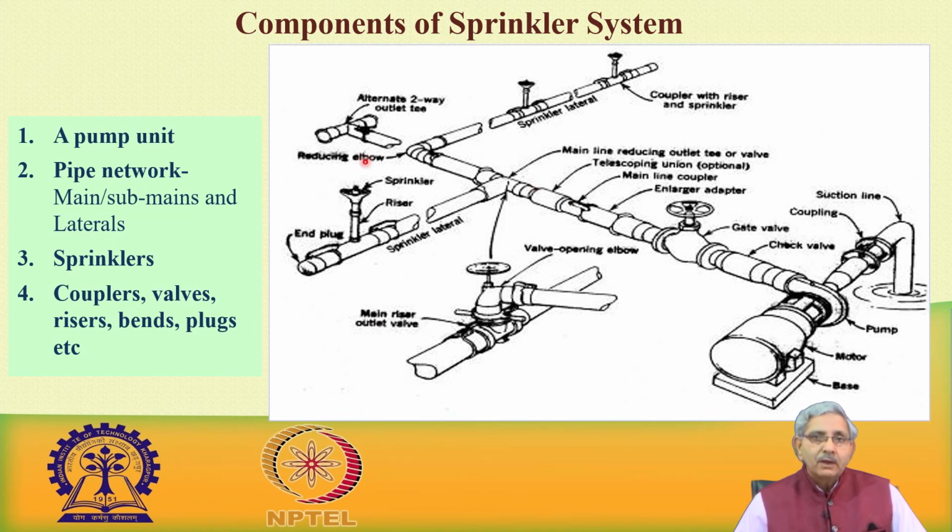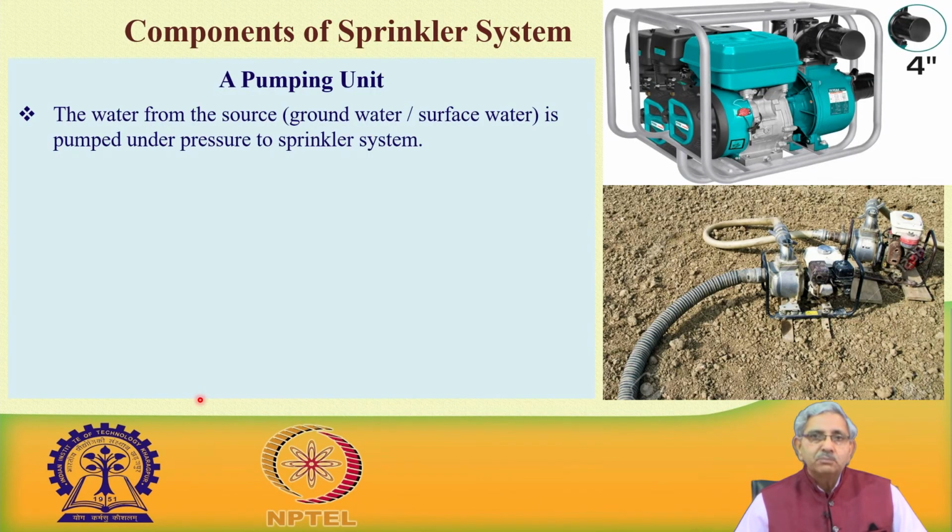So, the components of a sprinkler irrigation system: it consists of a pump which gives adequate pressure. It consists of the network of the pipeline. Those pipelines can be main pipeline, sub-main pipeline, depending upon the requirement, when the size is very large. And then there are sprinklers, couplers, valves, risers, bends, end plugs. These are the devices which are used in a typical sprinkler system.